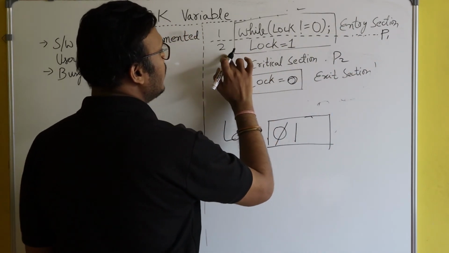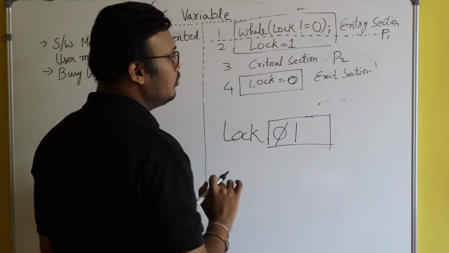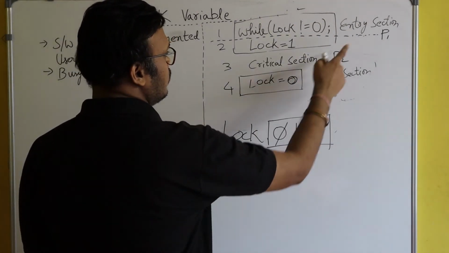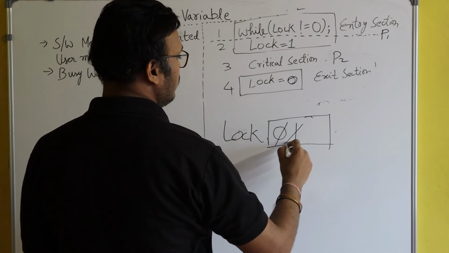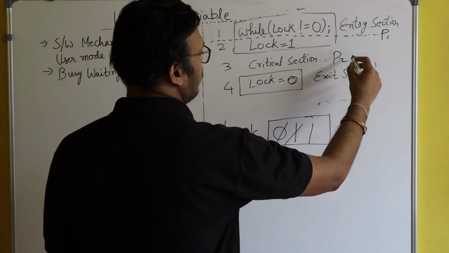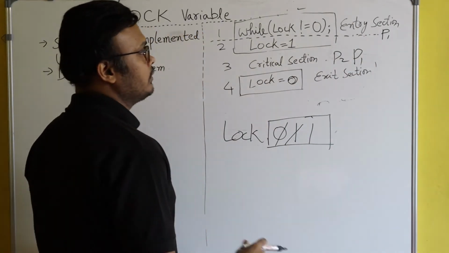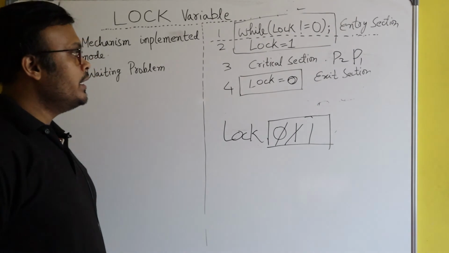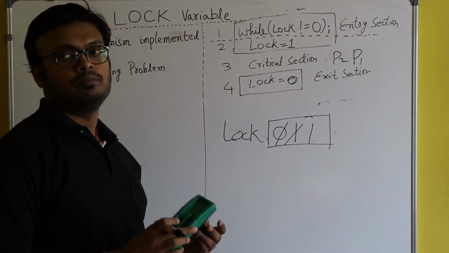Okay. So in line number 2, it's written lock = 1. And you see, lock is already 1. P1 will make it 1 again. And after executing this line, P1 entered in the critical section. Now you tell me, is it mutual exclusion?